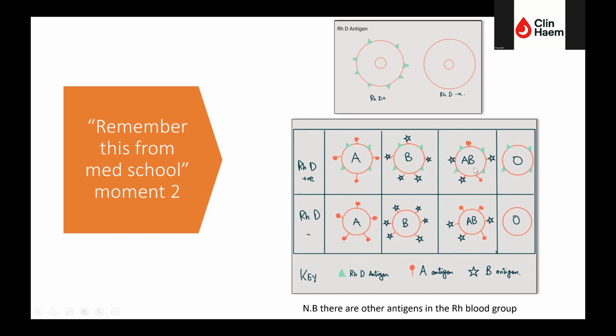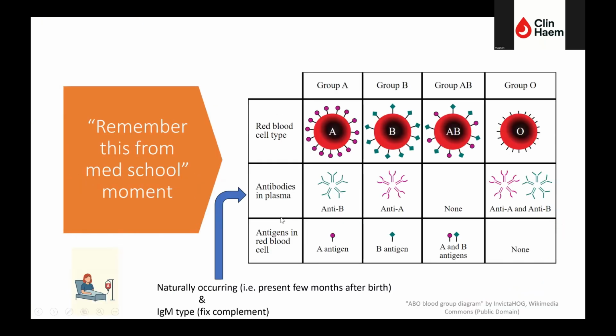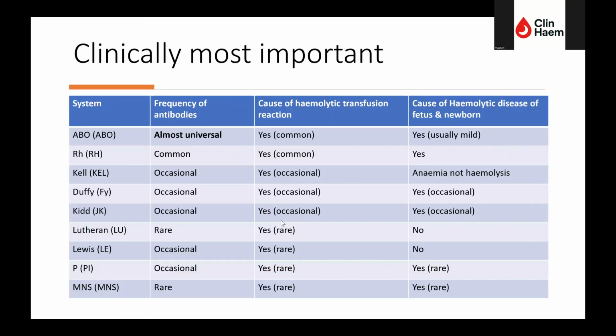Similarly, if somebody is AB RHD positive, they would have A antigen, B antigen, and RHD antigens on them. And of course, if they are RH negative, they do not have the RHD antigen. So I hope this simplifies it, but I'll go back to this again just to highlight that.